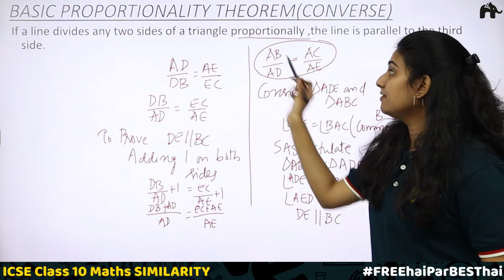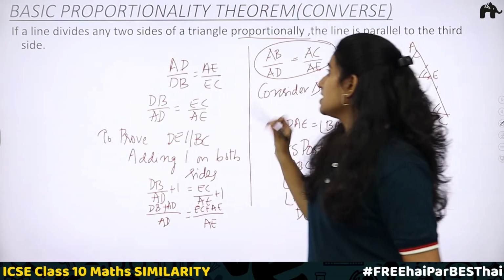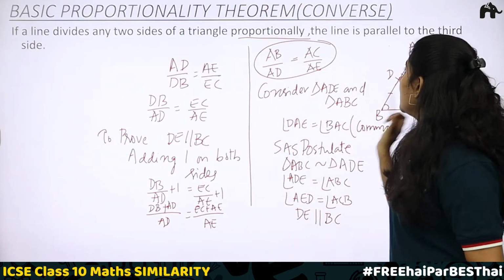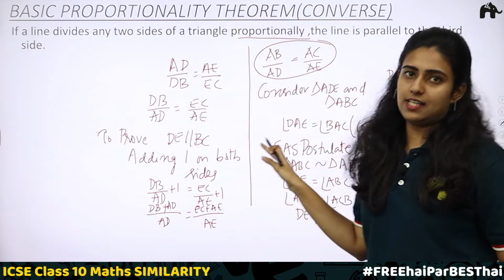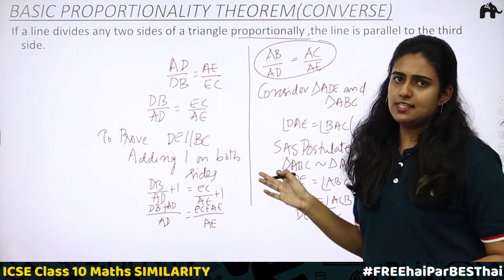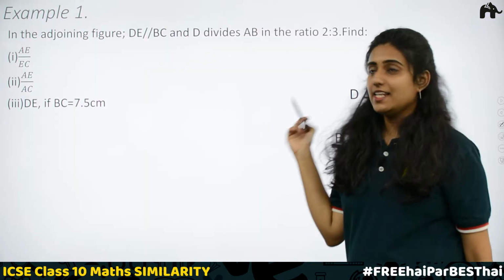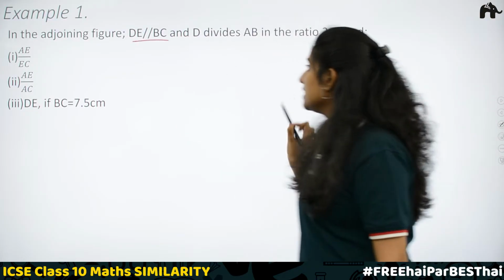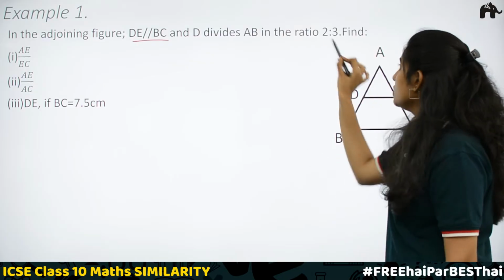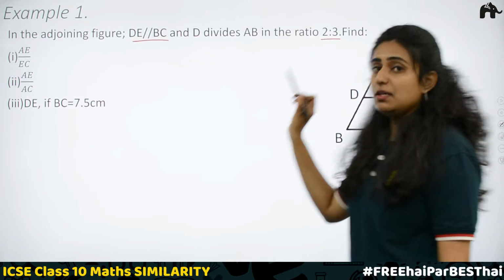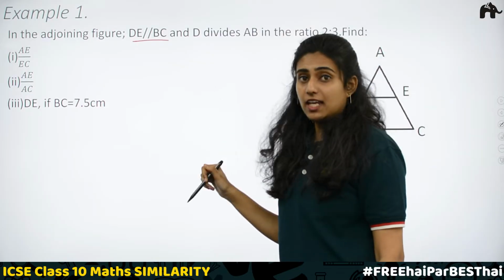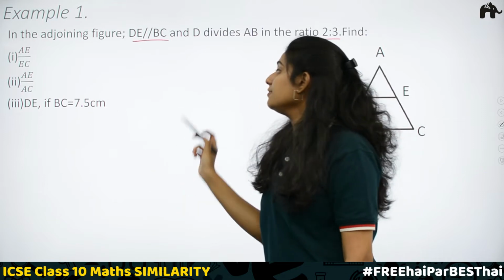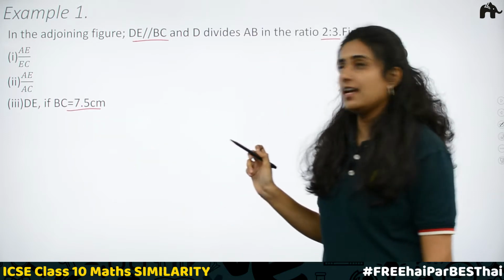The statement is, if a line divides any two sides of a triangle proportionally, the line is parallel to the third side. Clear? Just the reverse statement. Okay, let us take an example. In the adjoining figure, DE is parallel to BC and D divides AB in the ratio 2:3. Find AE by EC, second AE by AC, and third DE if BC is equal to 7.5 centimeter.